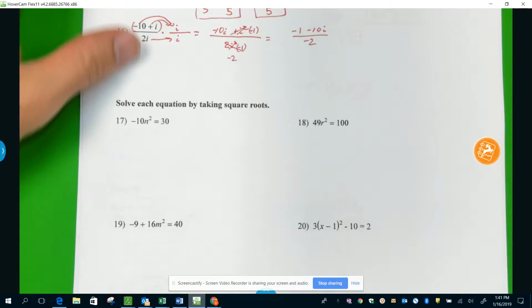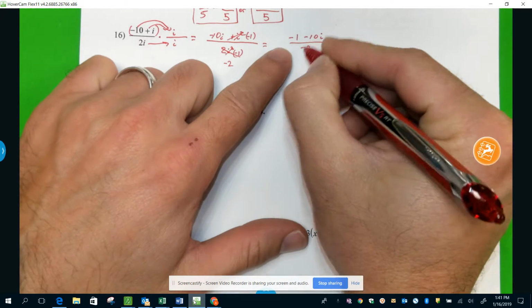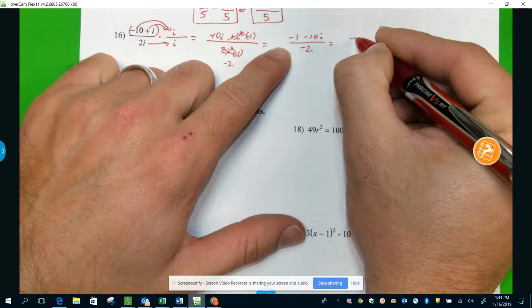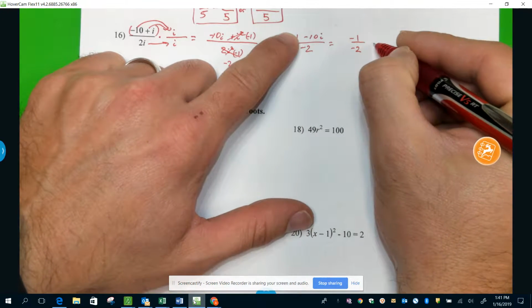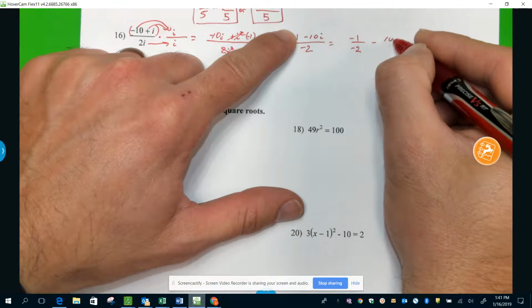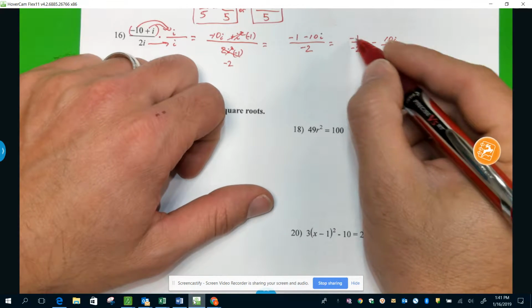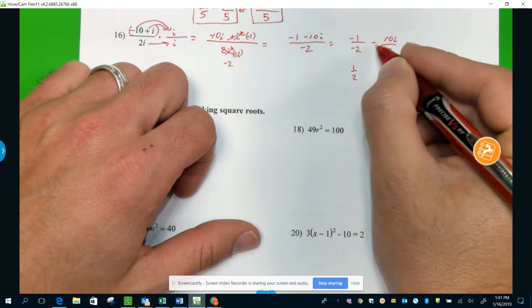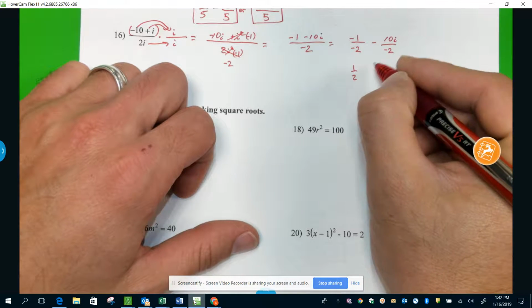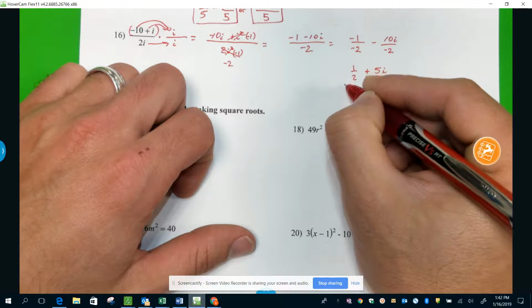Okay, since I didn't get to finish problem 16 on the last video, we'll go ahead and finish it here. If I give each term in the numerator its own denominator, I get negative 1 over negative 2, minus 10i over negative 2. Negative 1 divided by negative 2, negative divided by negative, is positive 1/2. Negative 10i divided by negative 2, negative divided by negative is positive 5i.